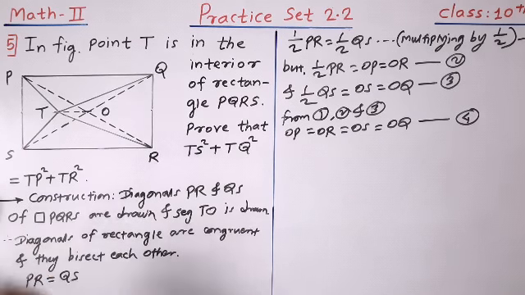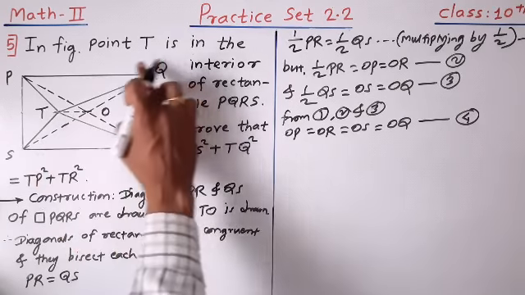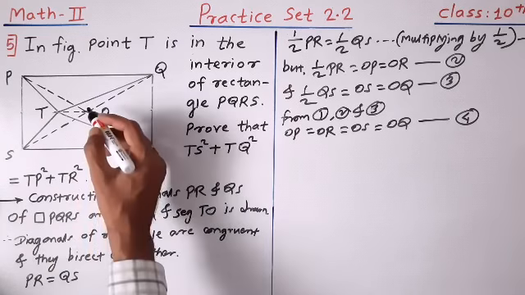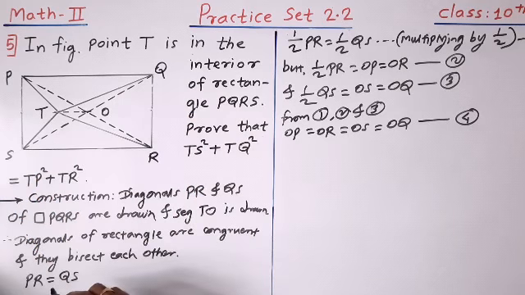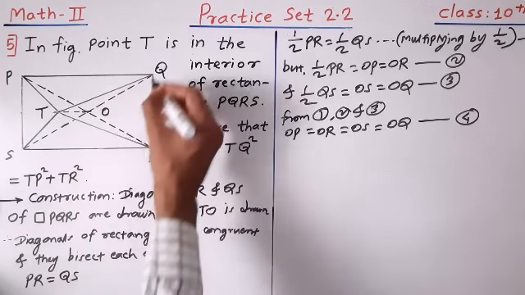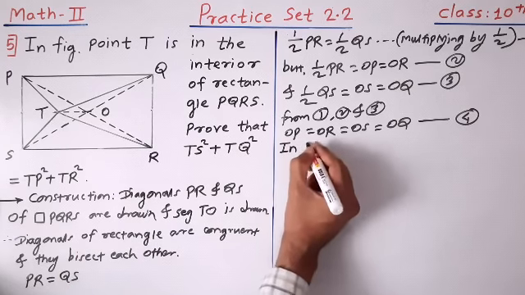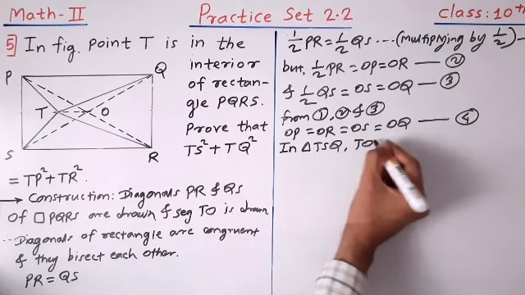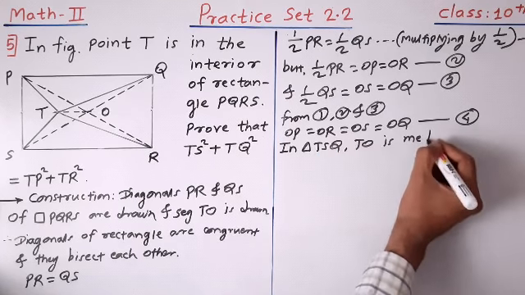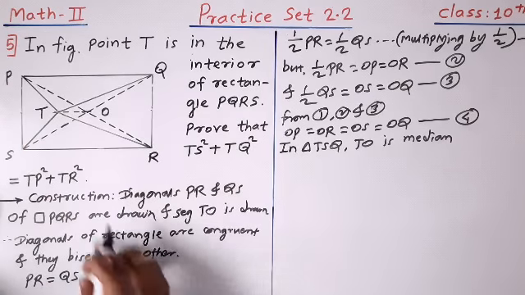Now, we are considering two triangles here. The first triangle that we are going to consider is TSQ. See the triangle TSQ. In this triangle, TO is the median as O is the midpoint of SQ. And as TO is the median, we are going to apply the Apollonius theorem here. So let us write first the baseline. In triangle TSQ, TO is median, which is the baseline for applying the Apollonius theorem. So let us apply the Apollonius theorem here.